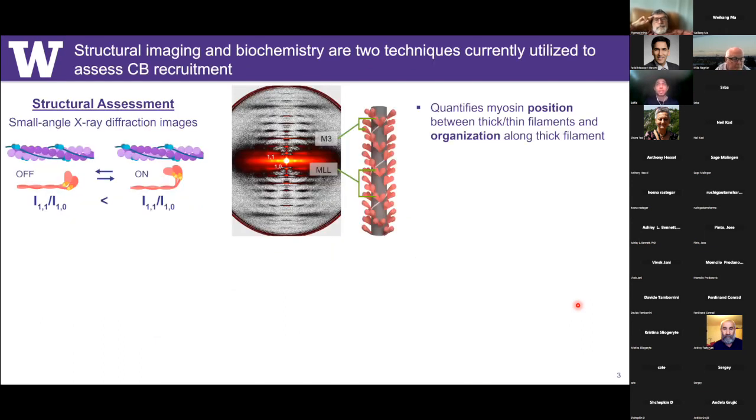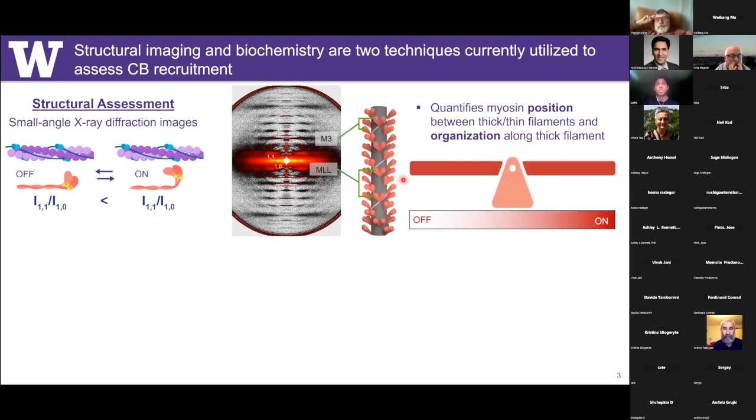With all that being said, there are currently two different techniques to study cross-bridge recruitment in muscle. The first is through structural imaging, as described with small angle X-ray diffraction. These images are able to quantify where the myosin heads are between the thick and thin filaments, along with the myosin head organization along the backbone. For the purposes of this talk, I want to visualize this equilibrium between the off and on state of myosin as a balance. As myosin transitions from one state to the other, they tilt the balance towards the larger population.